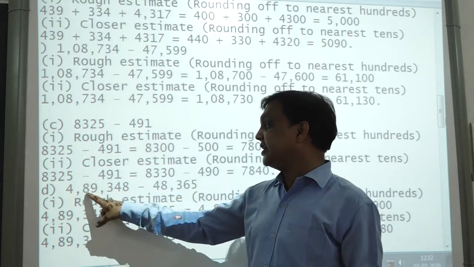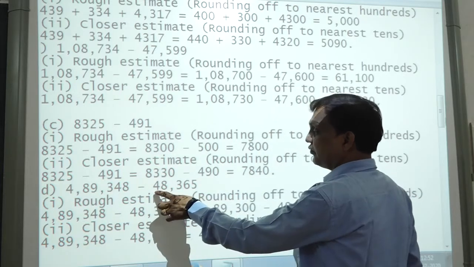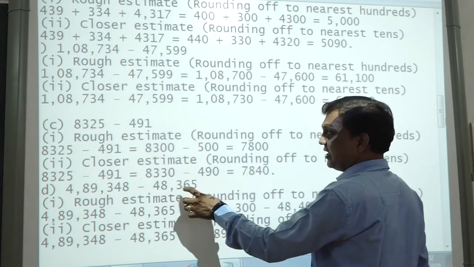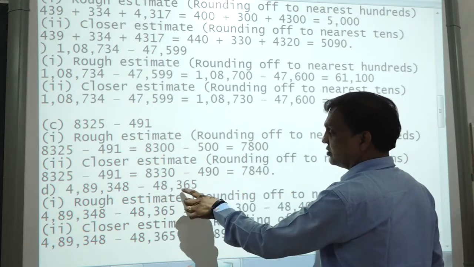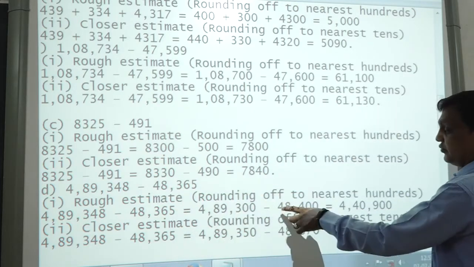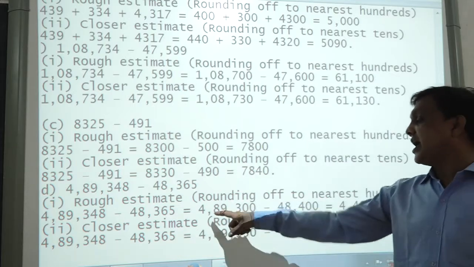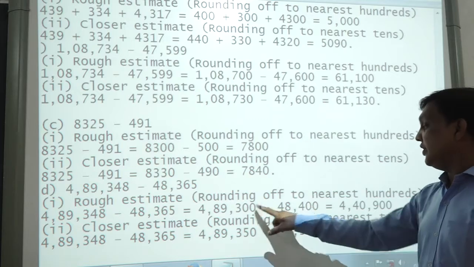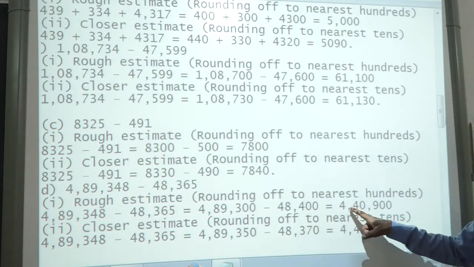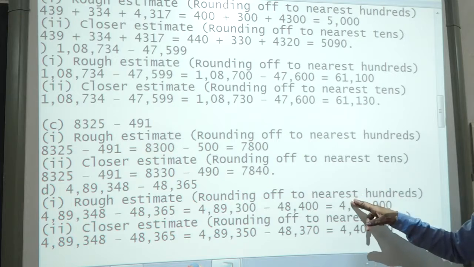So 4,89,300. Now 48,365: 365 to the nearest 100 becomes 400, so 48,400. Now 4,89,300 minus 48,400. When you subtract both numbers, you get the answer 4,40,900. Now this is for the nearest 100.